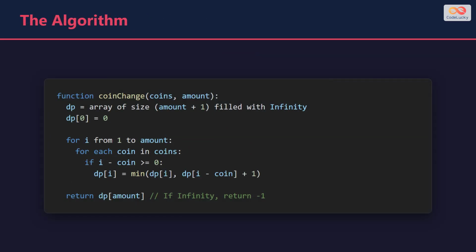Here is the complete algorithm in pseudocode. We create our dp array and initialize the base case. Then, we use a nested loop. The outer loop goes from 1 to the target amount, and the inner loop checks every coin. If the coin value is less than or equal to the current amount, we update the dp value. Finally, we return the value at the target index. If it is still infinity, it means the target cannot be made.